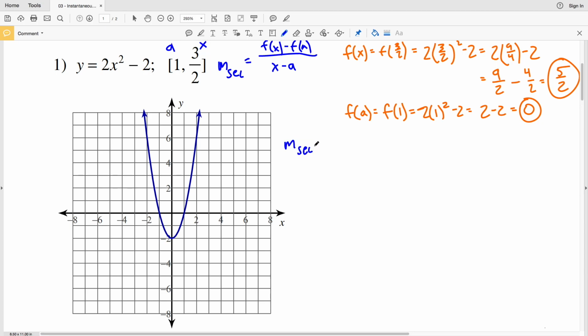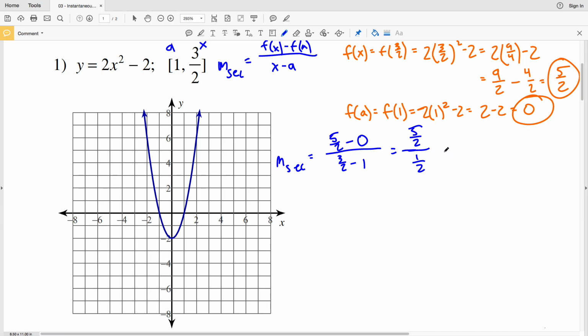So m of the secant line equals f of x, which we calculated to be 5/2, and I'll be subtracting f of a, which is 0, all over x minus a, which is 3/2 minus 1. 5/2 minus 0 is 5/2, and 3/2 minus 1 is a positive 1/2. Now if I have 5/2 divided by 1/2, that's the same as multiplying 5/2 by the reciprocal of the denominator, which is 2 over 1, which will give me a positive 5. So my average rate of change is equal to 5.